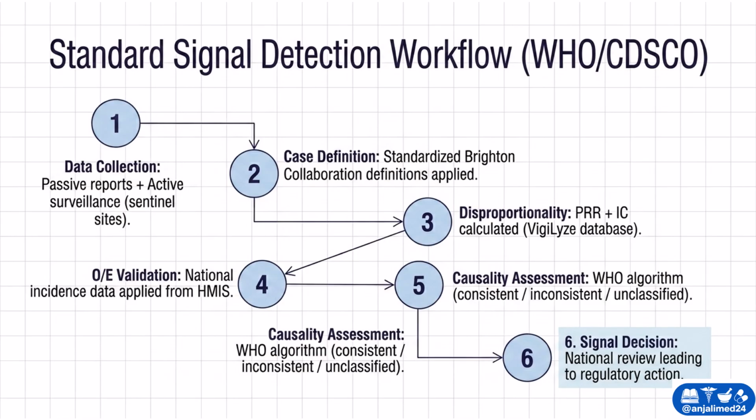The most important lesson from this slide is that vaccine safety signal detection is not only a single statistical calculation. It is a structured scientific workflow involving surveillance, standardization, statistical analysis, epidemiology, causality assessment, and regulatory oversight. Every stage acts as a filter to ensure that decisions are based on rigorous evidence rather than isolated reports or incomplete interpretation. This systematic approach is what allows global vaccine programs to maintain both scientific integrity and the public trust.